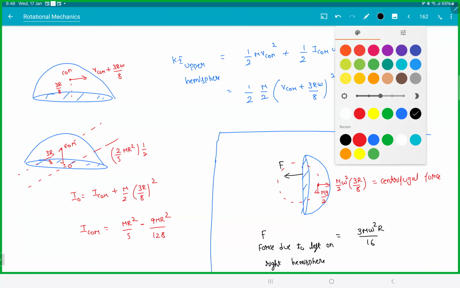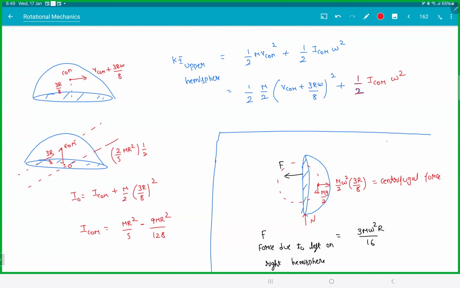On the ground there will be N, so that will balance the vertical forces. And yeah, friction we don't take because there is no external force, so friction will be 0. And it is not slipping, so friction need not come. If there is an external force, you have to include that also. Check it out. So this is the force on the left half, on the right half.